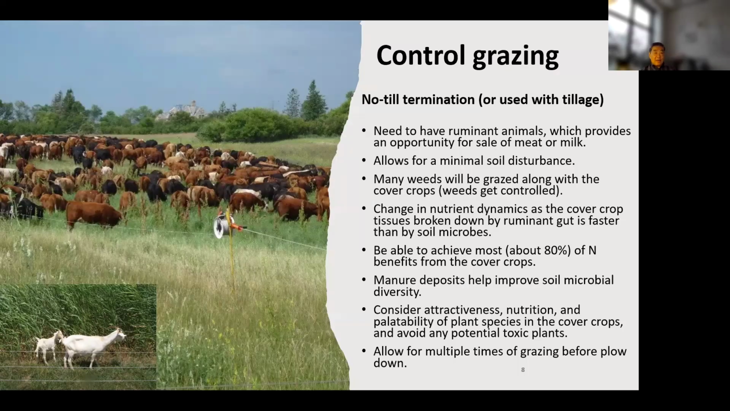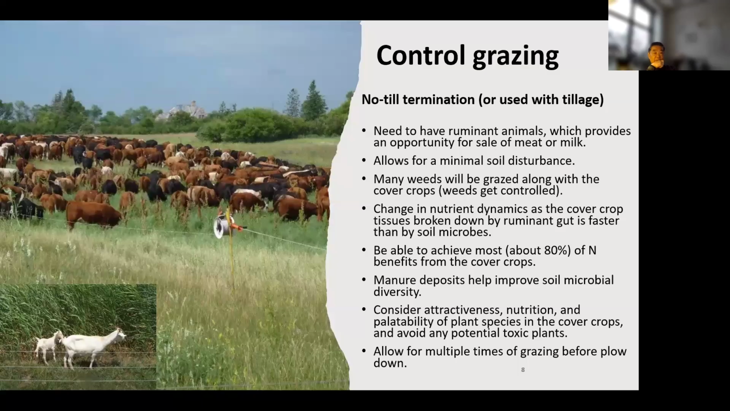So the first thing you need is ruminant animals, either you add them to your farm or get your neighbor livestock producers to help. And if you decide to have your own livestock, that actually provides an opportunity for diversifying the income of your farming. You could have meat and milk to sell, which would be another source of financial income.